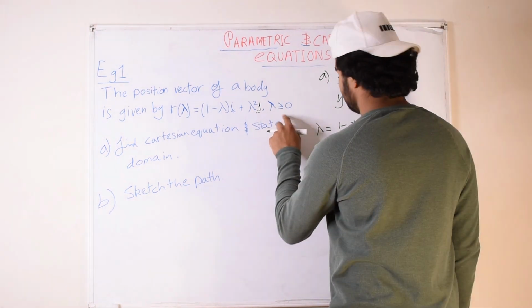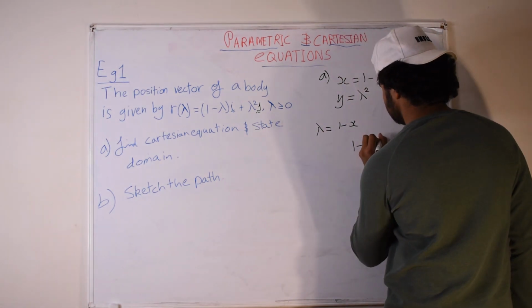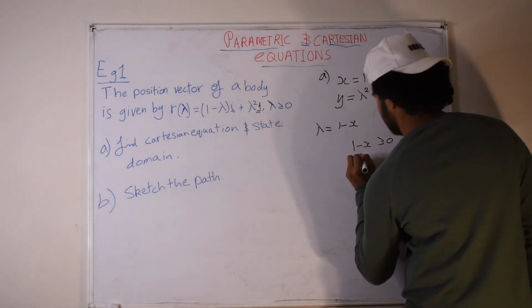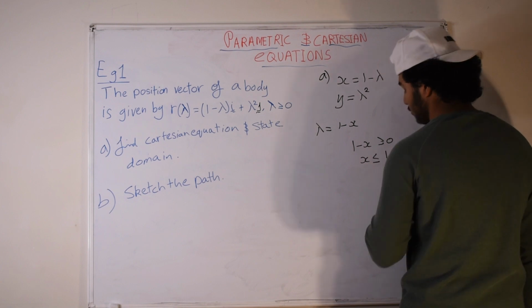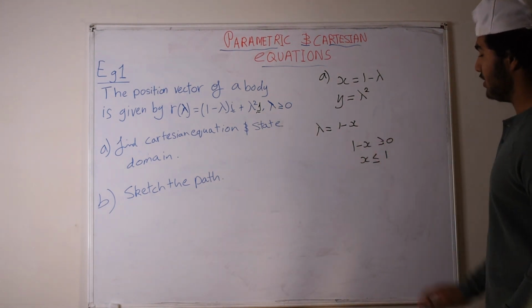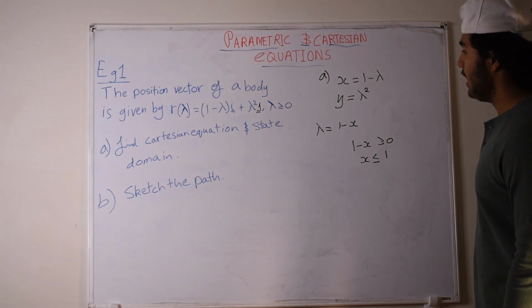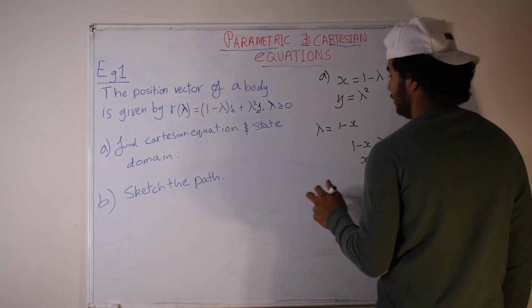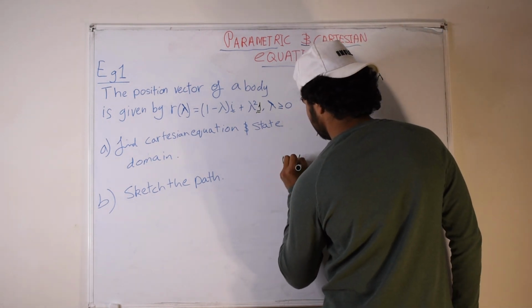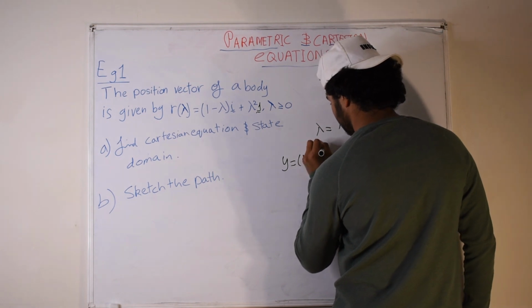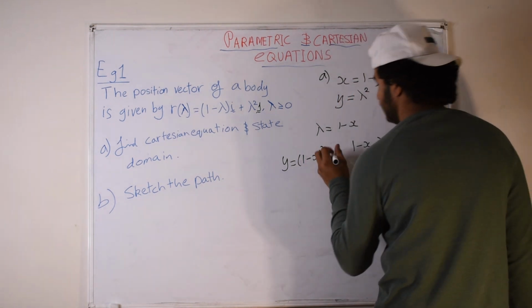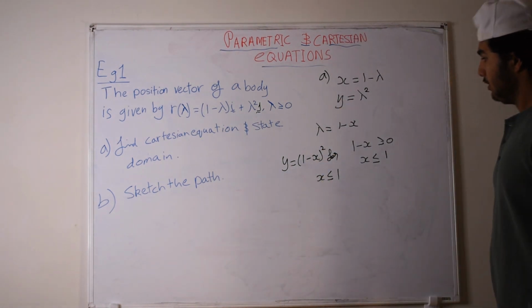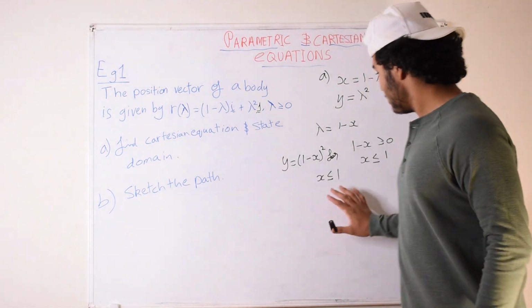So if lambda is greater than or equal to 0, let's rewrite this. 1 minus x is greater than or equal to 0. Rewrite this: x is less than or equal to 1 in this case, because we swapped the signs over with the minuses. Now that we've done that, we can substitute this in. So y then equals 1 minus x all squared, and it's defined for x less than or equal to 1. So that is A, the Cartesian equation and stating the domain.